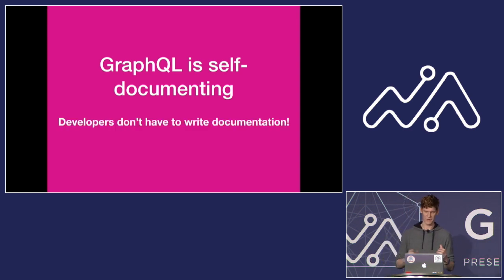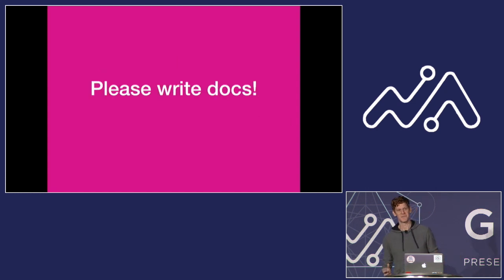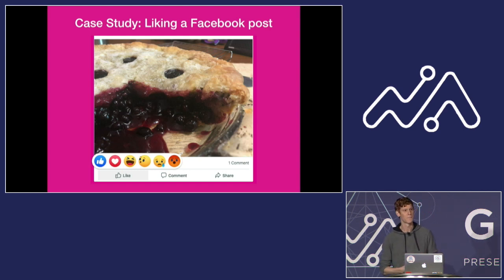So this wonderful thing about GraphQL is, developers don't have to write documentation, right? And hopefully I'm getting some skeptical looks because you do have to write documentation. Please write docs, right? I don't know how to use your API. I don't want to bang my head against it. So, for a case study to give you some motivation for this, imagine you're an engineer at Facebook, and a designer comes to you with a mock-up of a Facebook post that's got this beautiful piece of blueberry pie, and they want you to implement the like button.